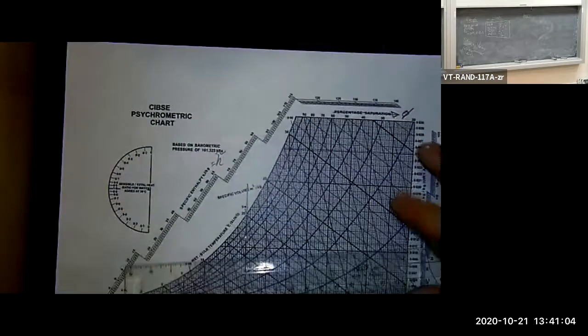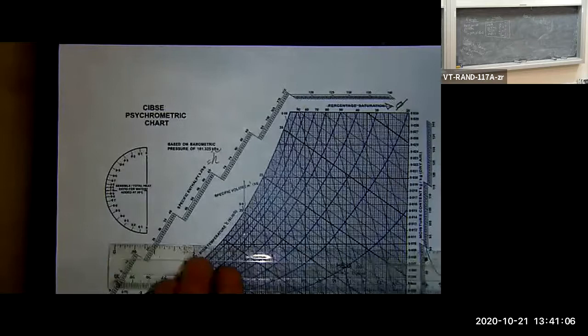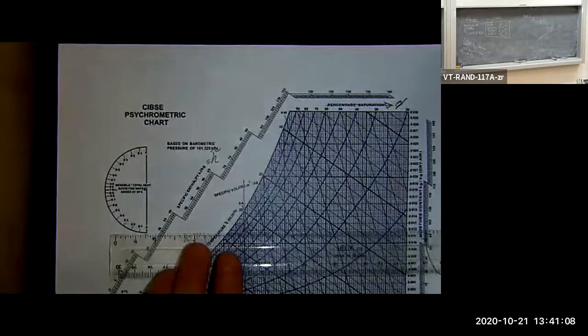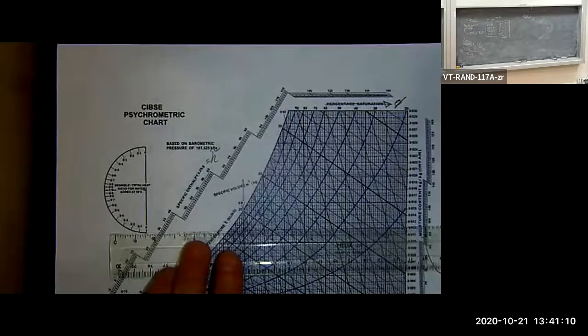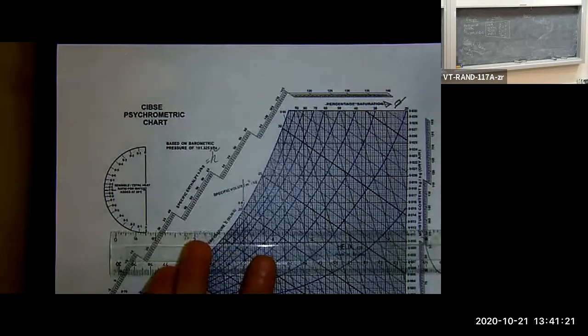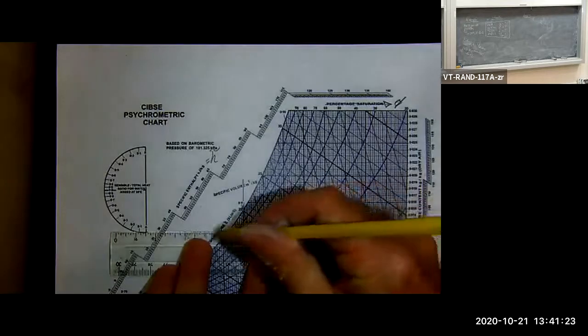Now, I'm going to draw a horizontal line as best I can from the intersection of my 20 degrees and my 80% relative humidity here. A little bit hard to see. That looks about right. Just kind of eyeball it here. I'm going to draw a horizontal line.